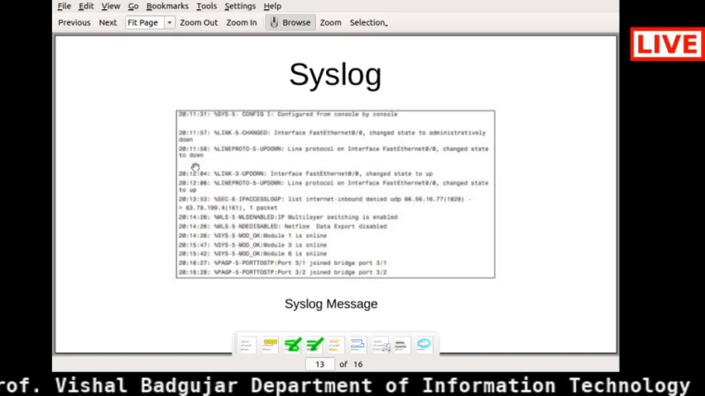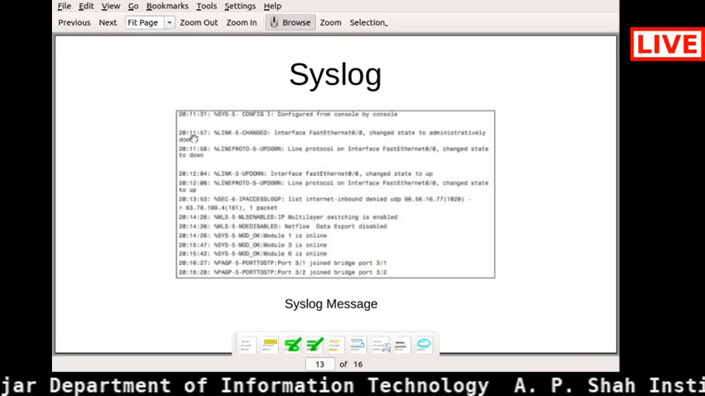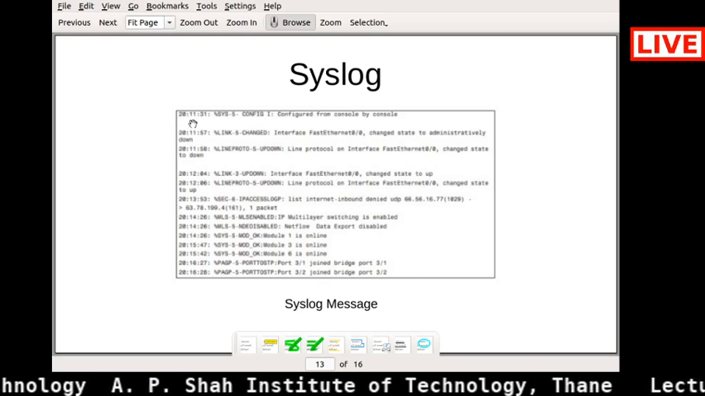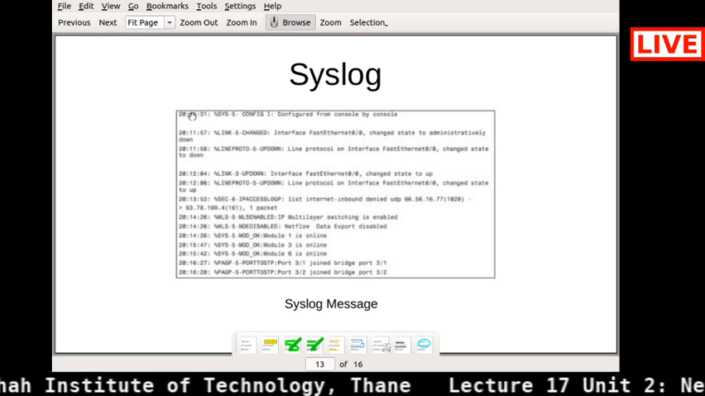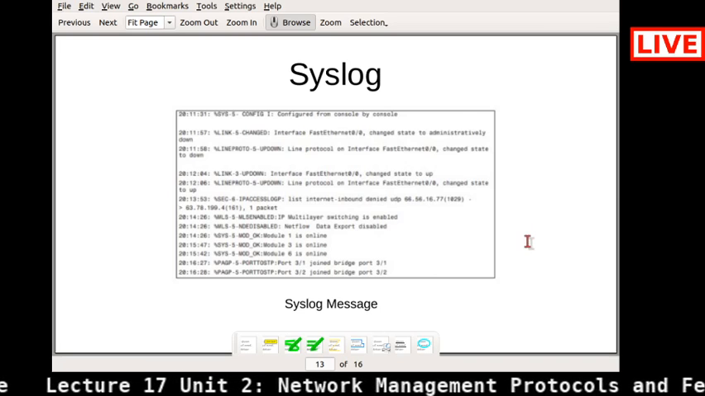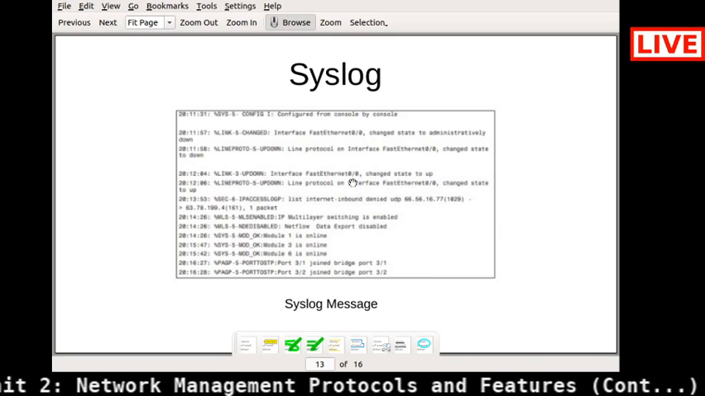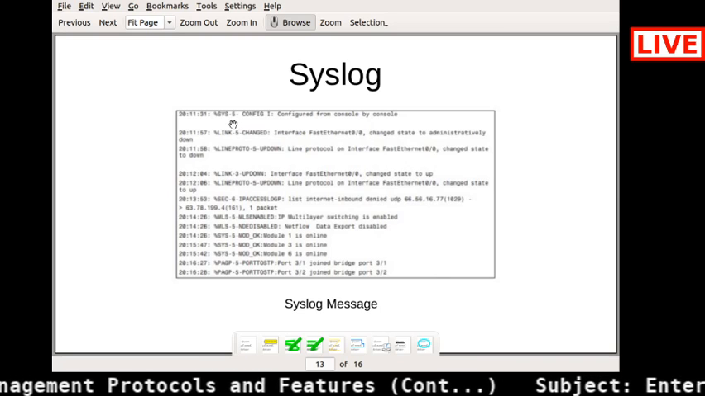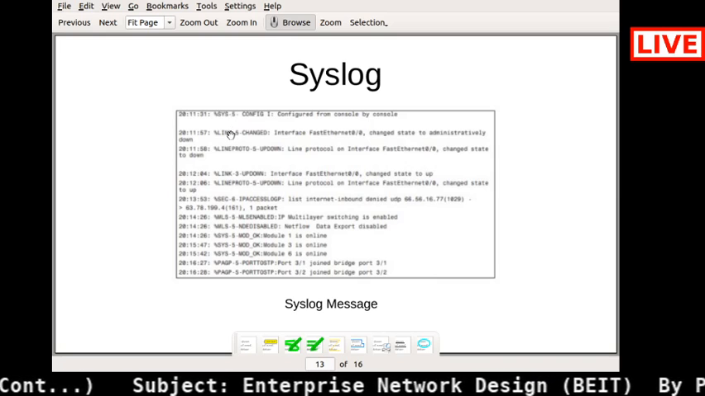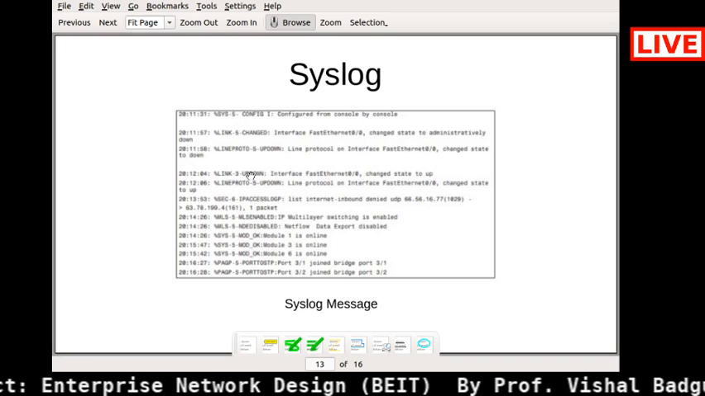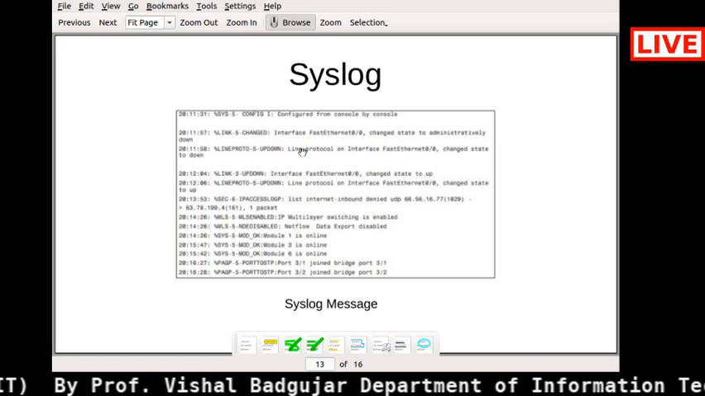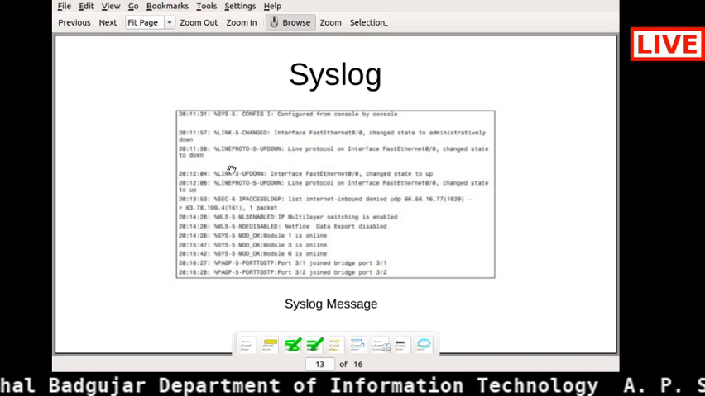It gives you the timestamp also. If you see here, the first number, 20, is the sequence number. Then there is a timestamp, 11:31. Then there is always a percentage sign before each of the events. Then the facility, then the severity of that particular event, and then a description for that event. This is the structure of syslog messages.